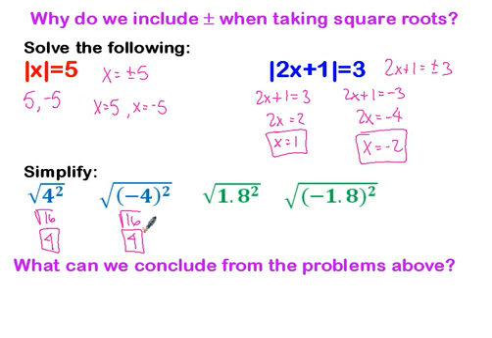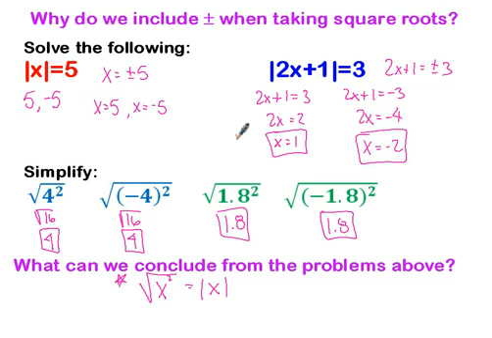If we take the square root of 1.8 squared, it's just 1.8. The square root of negative 1.8 squared is, once again, just positive 1.8. What I want you to see from these four examples is that if I take the square root of something squared, it's equal to the absolute value of whatever that number, expression, or term being squared was. It's just the absolute value of that. And looking back up here with the absolute value equations, this is where we're going to incorporate our plus or minus.